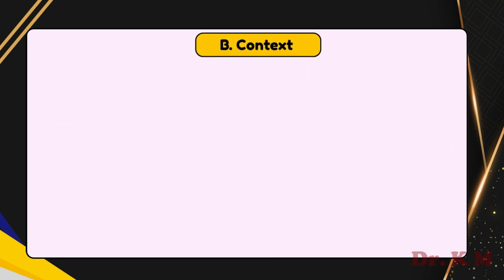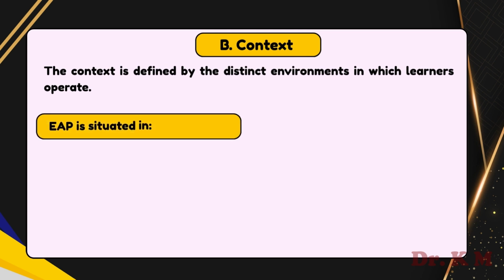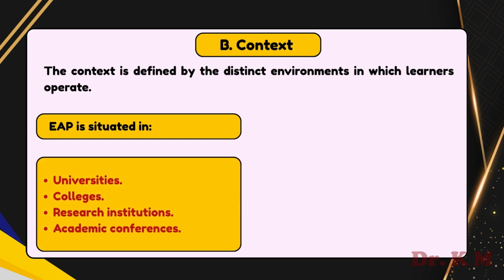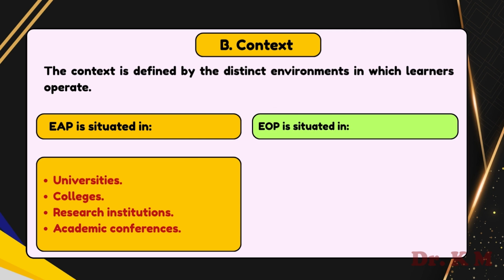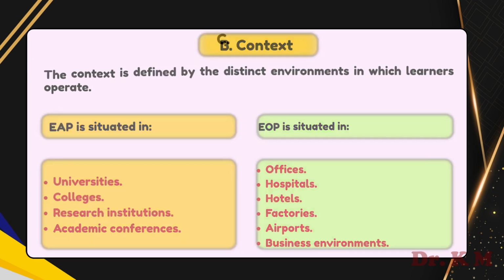B. Context. The context is defined by the distinct environments in which learners operate. EAP is situated in universities, colleges, research institutions, academic conferences. EOP is situated in offices, hospitals, hotels, factories, airports, business environments.